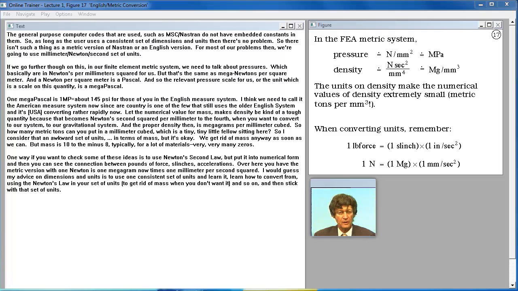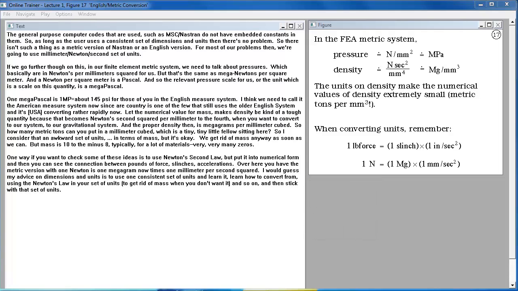The general purpose computer codes that are used, such as MSC Nastran, do not have embedded constants in them. So as long as the user uses a consistent set of dimensions and units, then there's no problem. So there isn't such a thing as a metric version of Nastran or an English version. For most of our problems then, we're going to use millimeter, Newton, second sets of units.